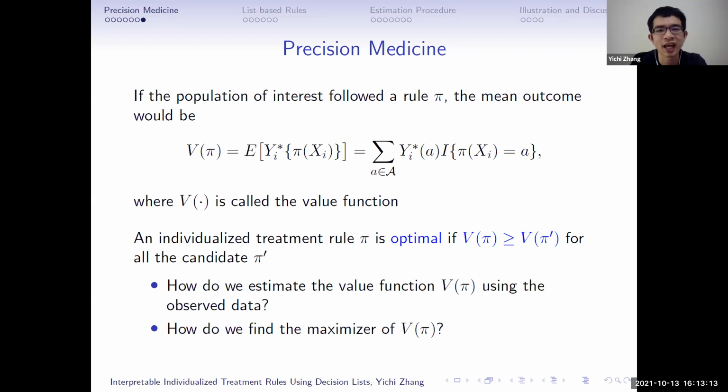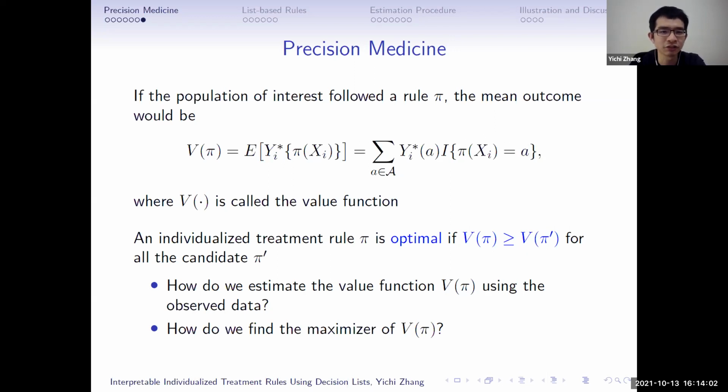That is, if we have a rule pi and we let the whole population follow this rule pi, then we can measure the mean outcome under this rule. And this is known as the value function. It is given by this formula. Essentially, it says that if the function pi for these patients with covariates Xi recommends treatment A, then we would see the outcome as this potential outcome Yi star of A. And we will then take the average, taking the expectation. And that's the value function.